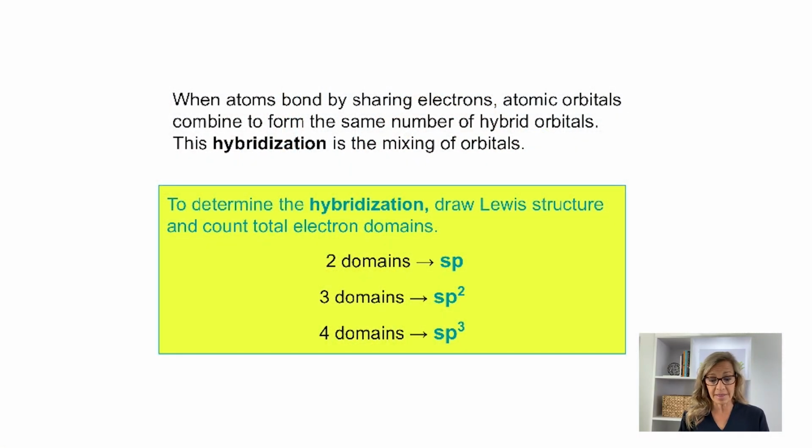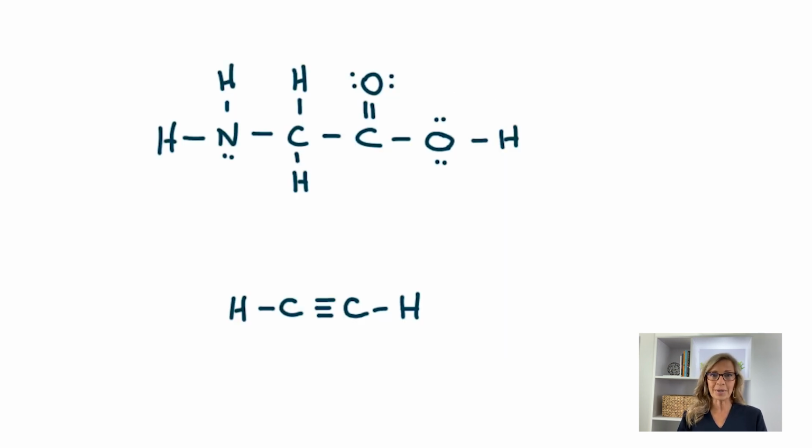So here are the classifications of hybridization. If you have two domains around a central atom, we would call that sp hybridization. Notice two domains and then two hybrid orbitals, and then three domains is sp2 and four domains is sp3. So let me just show you an example of how this is done, and it'll probably make more sense.